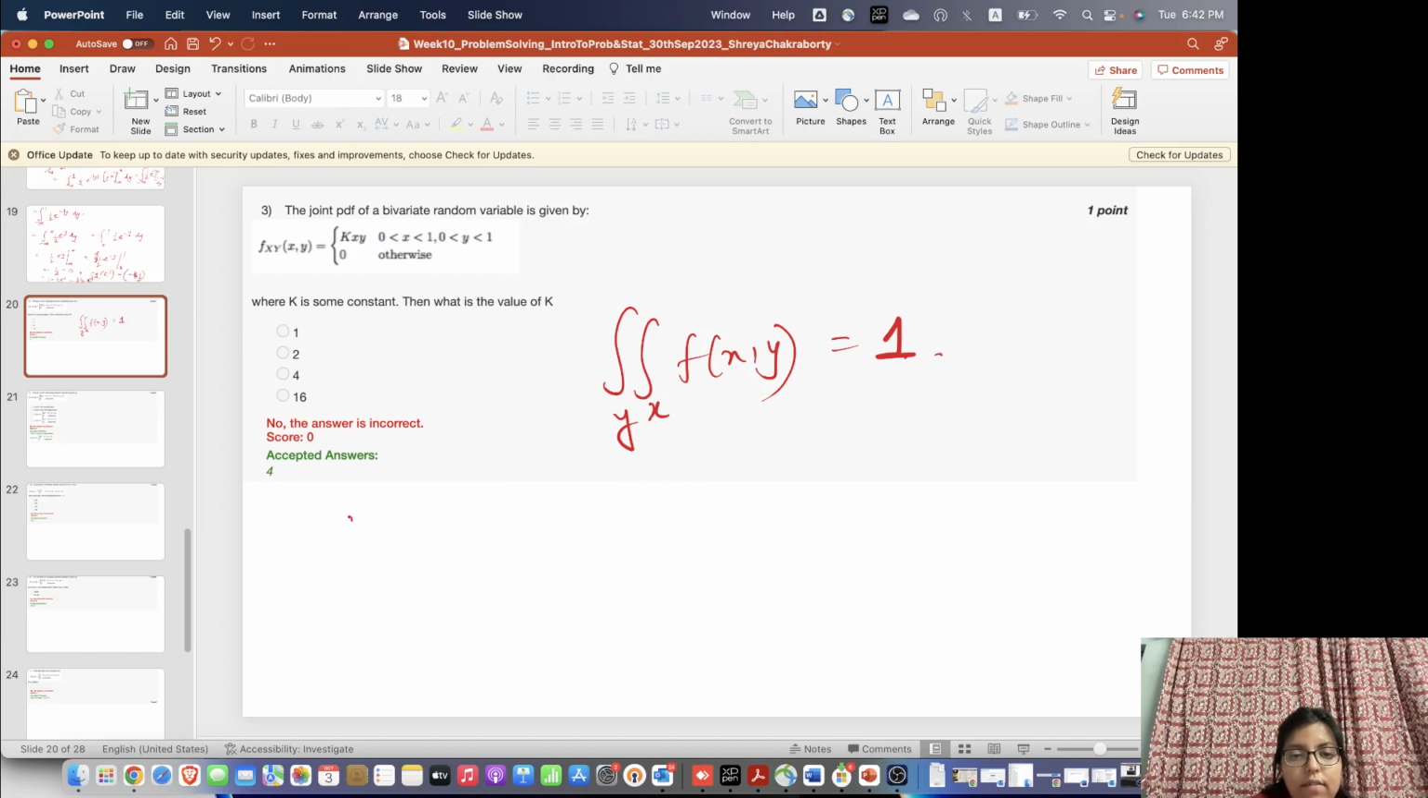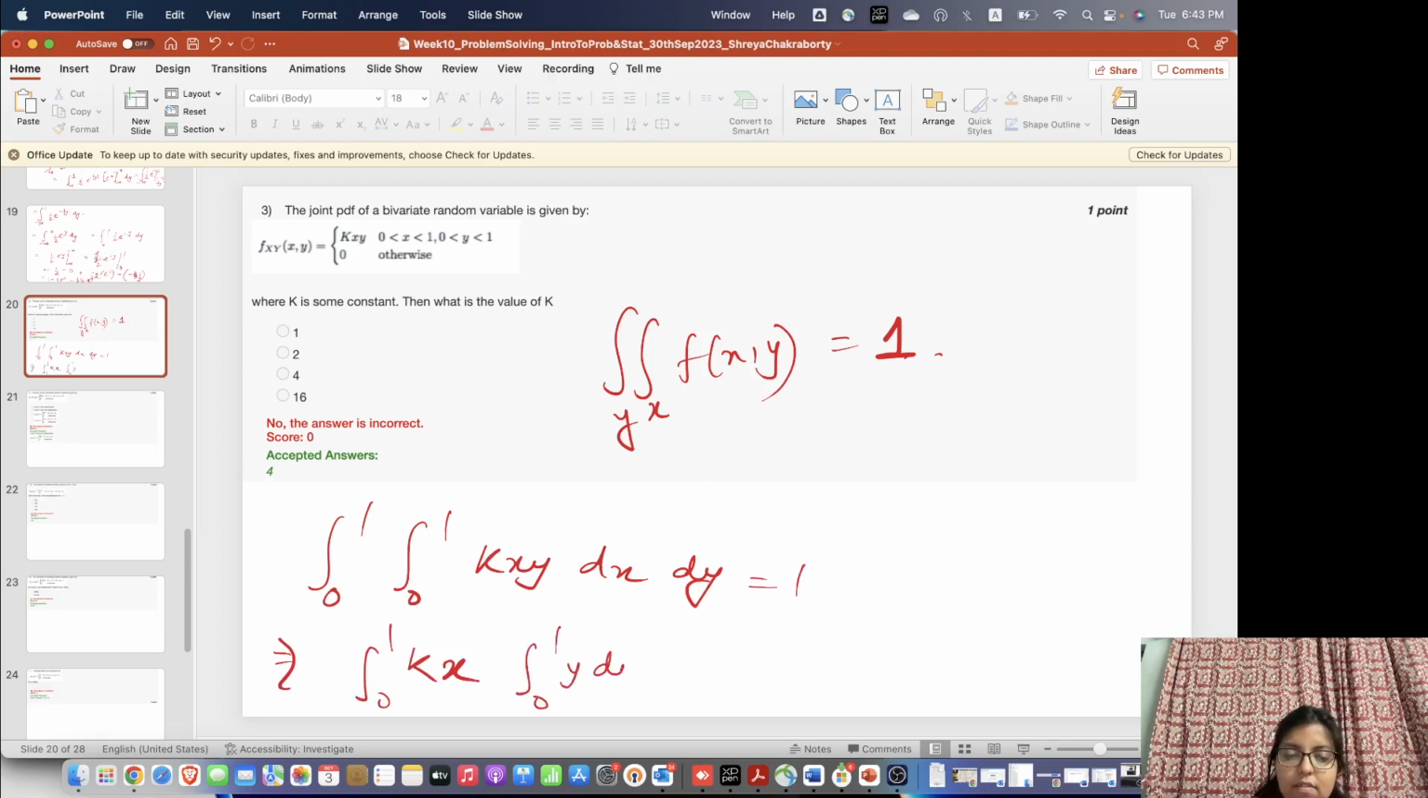So here we have x and y ranges are independent, nothing is dependent on the other one. So 0 to 1, 0 to 1, kxy dx dy equal to 1. Okay, so it doesn't matter, 0 to 1 kx, and 0 to 1 y dy dx equal to 1. So this is 0 to 1 kx y square by 2, 0 to 1 dx equal to 1.